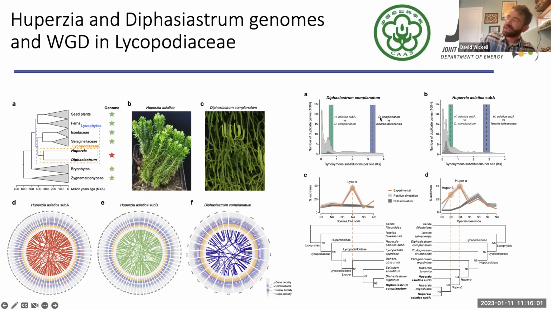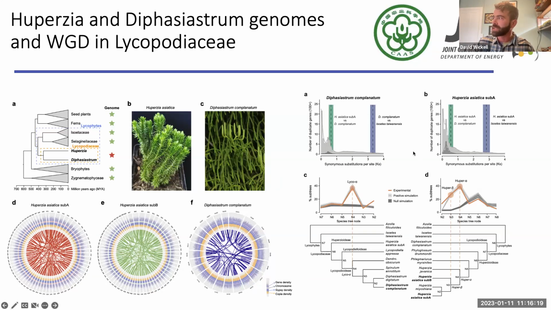So again, the usual battery of tests. Here we have rate-adjusted KS plots for one of the subgenomes of Huperzia asiatica. As we'll see in a minute, the two subgenomes are highly similar, and across the board we got the same results for subgenome A or subgenome B.